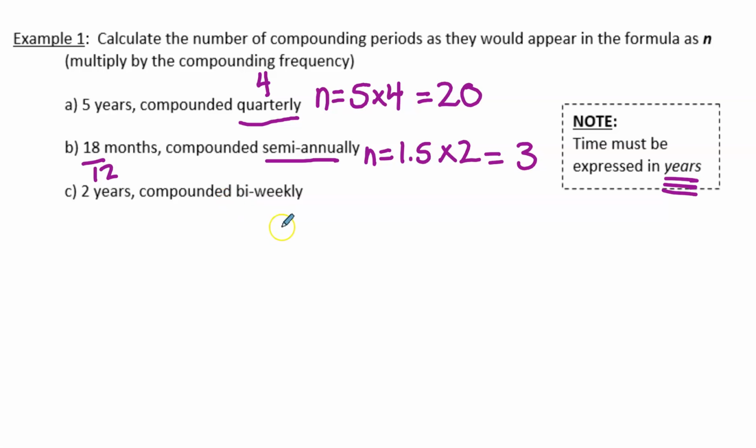Okay, down here we have 2 years, already in years, that's great. So my N is 2 times my compounding frequency, which is bi-weekly, which means 26 times a year, every other week. So we get 52 as the N. Okay, so when you're figuring out what your N value is, make sure your time is in years, and then multiply it by the compounding frequency.